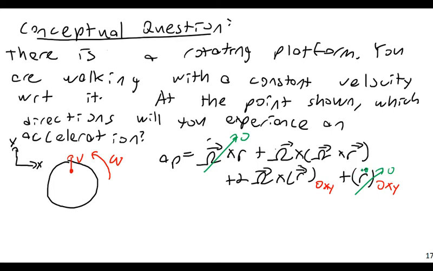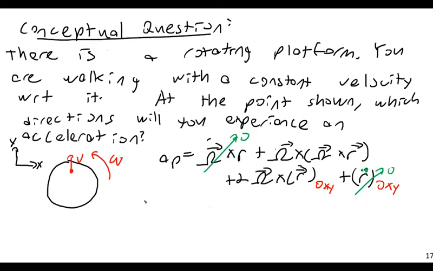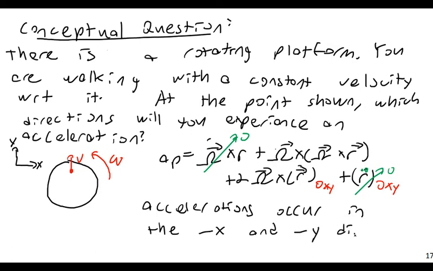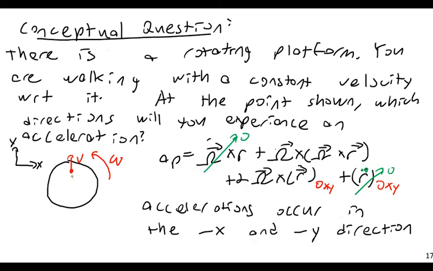So you would have an acceleration there. Now, let us think about this. How would this actually work, though? Well, if we work through this, we will actually find that the accelerations occur in the negative x and negative y direction. Why is that? So we're going to have an acceleration in this direction and an acceleration in this direction. How can that be? Why is that?